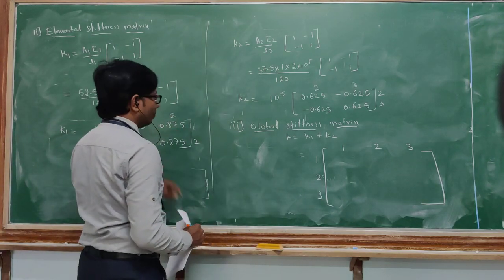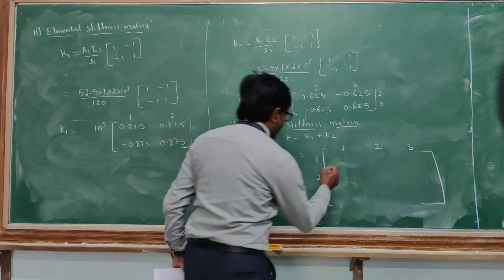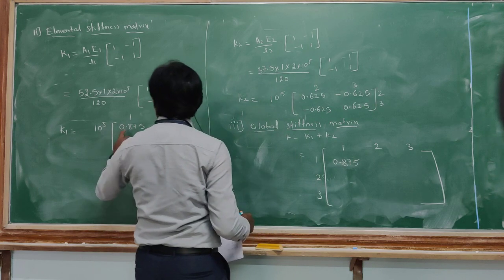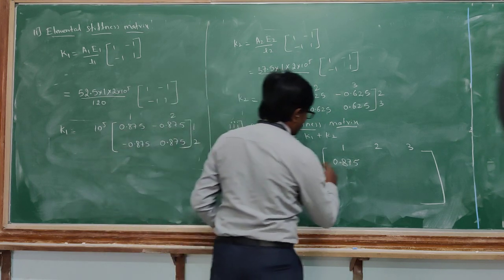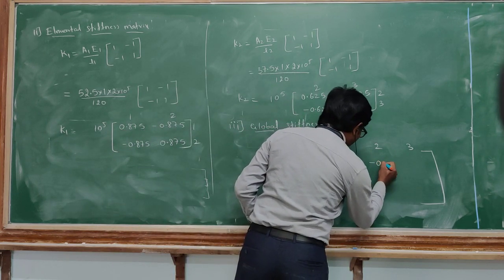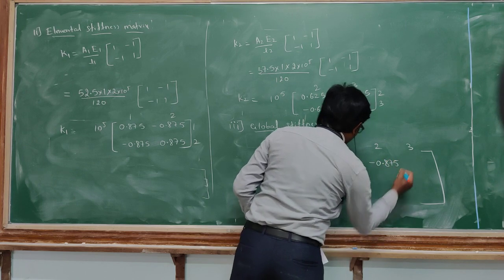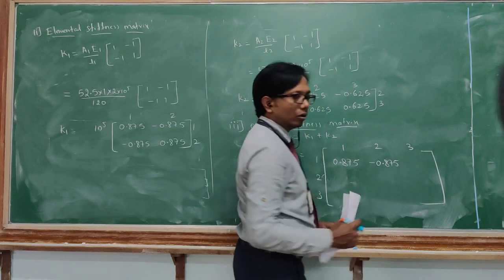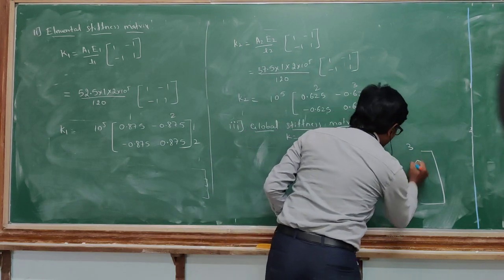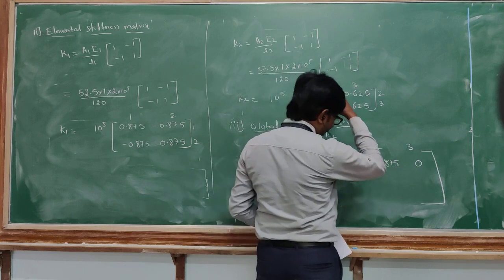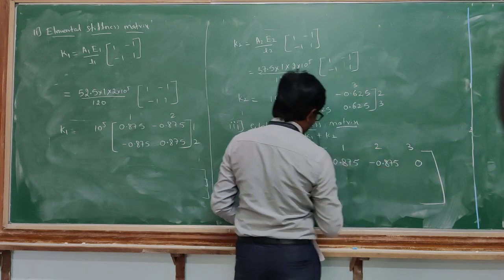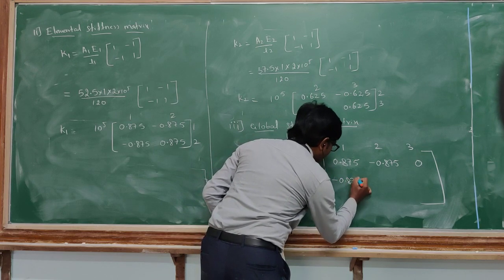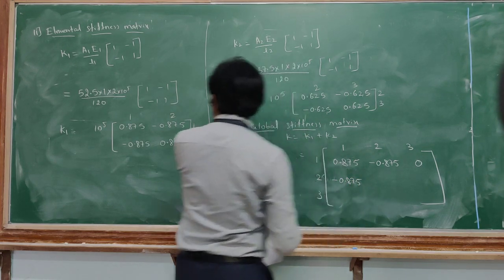So first row, first column, it is 0.875. Next is first row, second column, it is minus 0.875. First row, third column, here it is not there. If you see here also first row is not there, so this becomes 0. So seeing the symmetry, first row, second column and second row, first column will always be the same, 0.875.